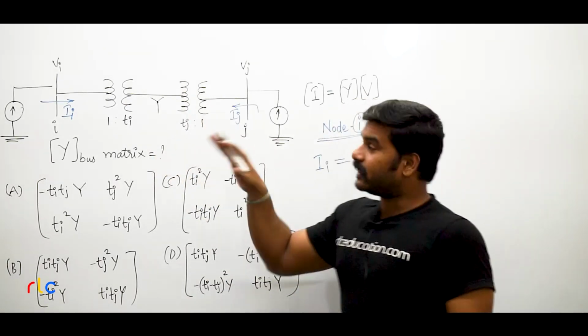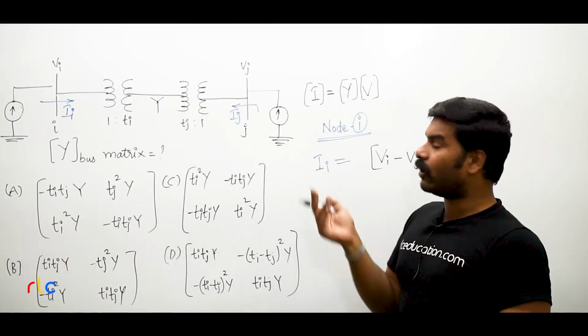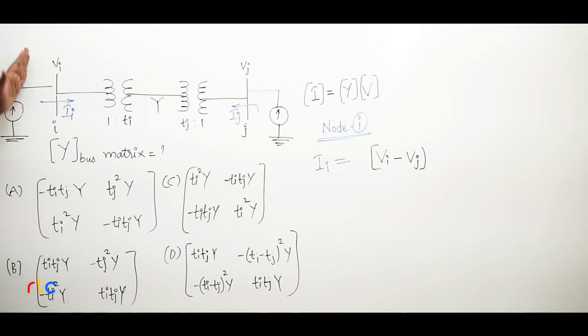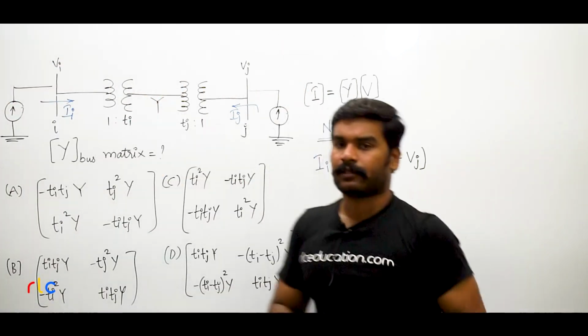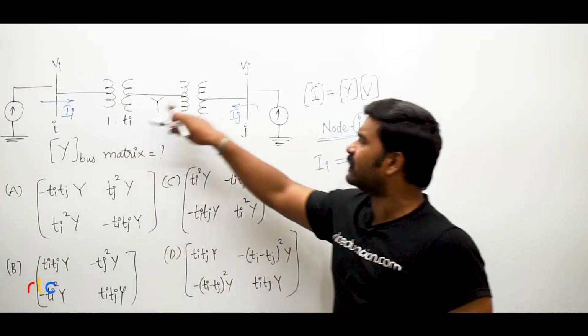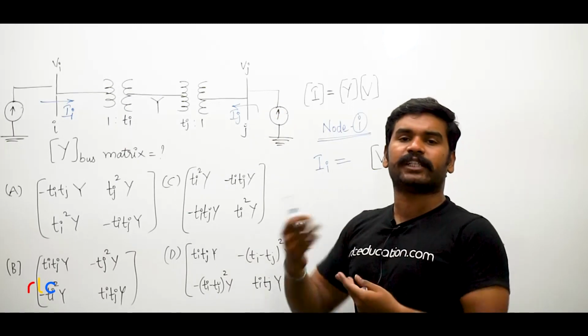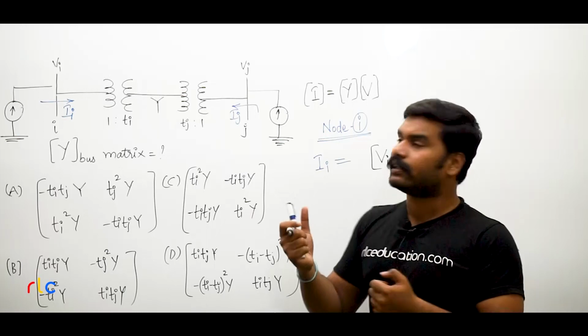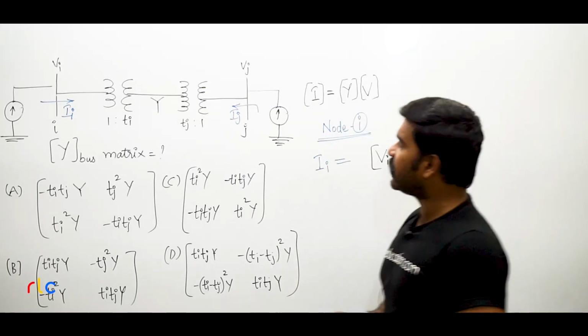But this is where you will get stuck and where you will not understand. Sir, you said that it is traveling from bus I to bus J, but in between there are transformers. Transformers change voltages, change impedances. How can we justify this statement? How can we justify this?